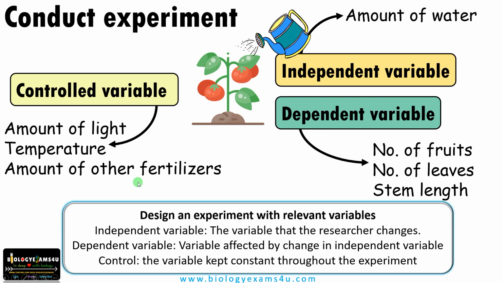So let me summarize. While designing an experiment, we need to determine the variables. The independent variable is the variable that the researcher changes in an experiment, whereas the dependent variable is the variable that is affected by the change in the independent variable, like number of fruits, number of leaves, stem length, etc. in this experiment. And all the other variables that are kept constant throughout the experiment are called the control variable, like amount of light, temperature, amount of other fertilizers, etc.